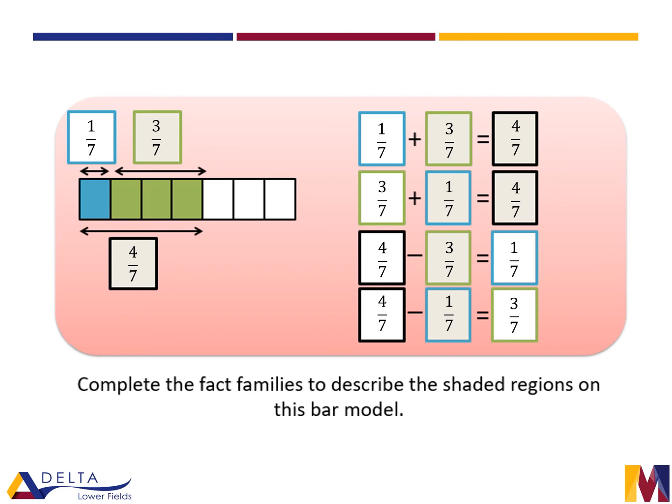And of course we can then build up the other fact families as well, just by moving the parts around. We could explore the commutative nature of the addition. So 1/7 and 3/7 is the same as 3/7 and 1/7. And equally that we can't do that with subtraction, that we start with the whole thing that we're subtracting from in subtraction.